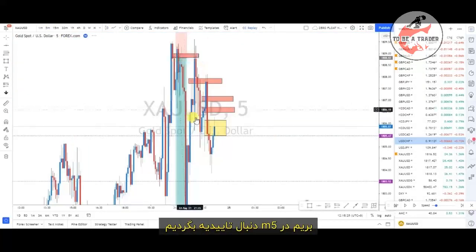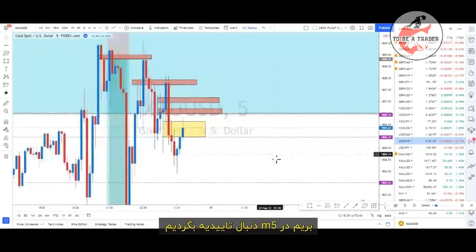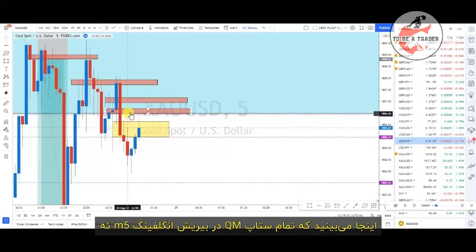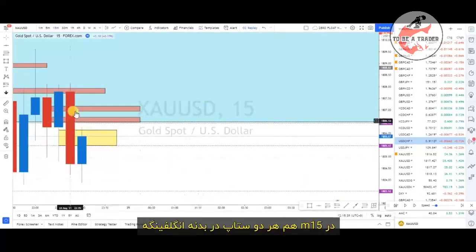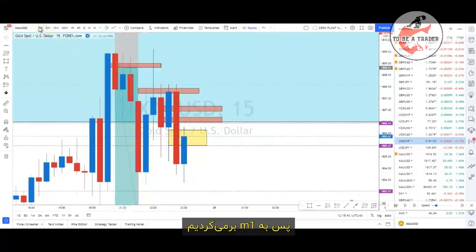Let's check for confirmation on M5. See, all of the setups, guys, the QM is in the M5 bearish engulfing. How about the M15? M15 has been bearish engulfing. M15 also, both setups are in the body of the engulfing. So we go back to the M1.